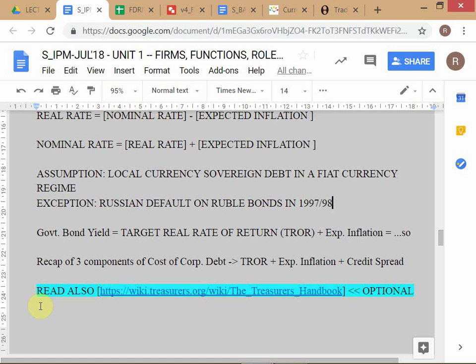How is the target real rate of return determined? That is a subjective exercise. It may be different for different investors. There is a way to figure it out, which is to look at the market's expectation. I think we should mention this. So these are the three components.